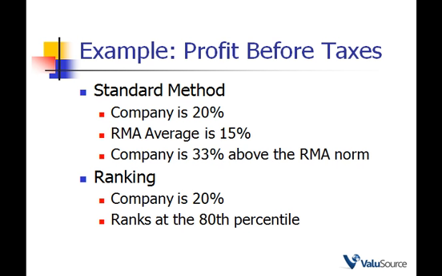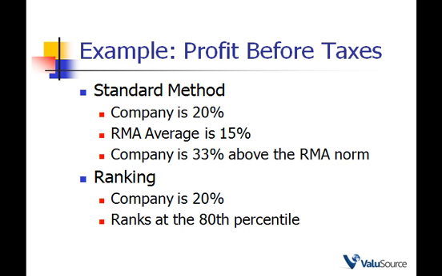Let's take a look at a specific example. Let's say you want to benchmark profit before taxes. The standard method is you calculate your company's profit before taxes. In this example, it's 20%. And you look up the RMA average for your SIC code and your asset category. In this case, let's say it's 15%. You calculate that your company is 33% above the RMA norm. Well, what does that exactly tell you? Unless you understand the shape of the curve and the standard deviations, it's hard to make a quantitative analysis based on this.